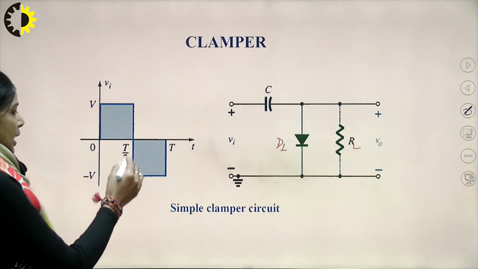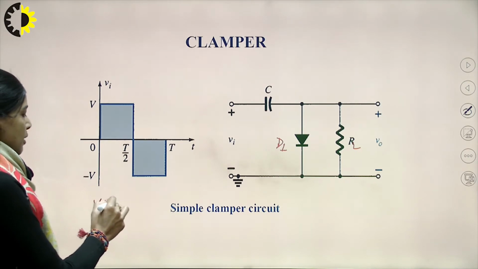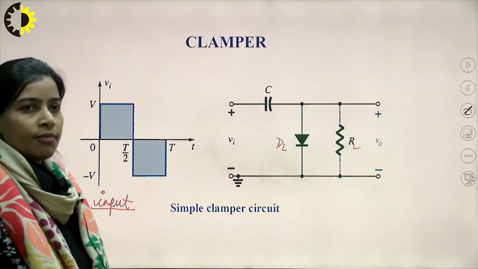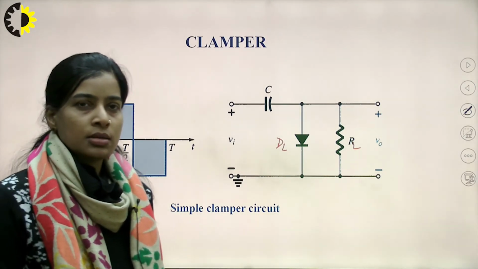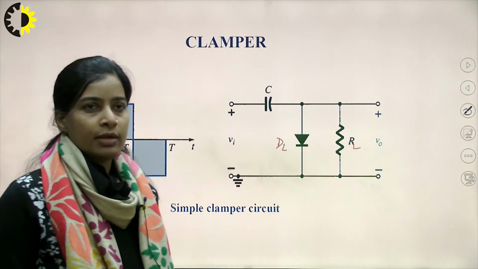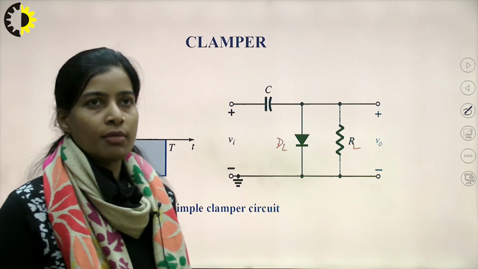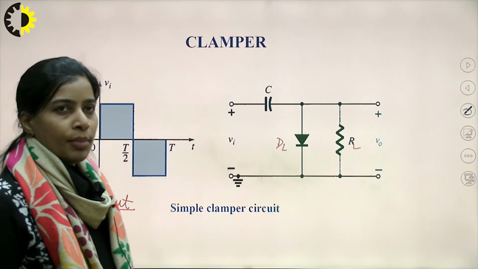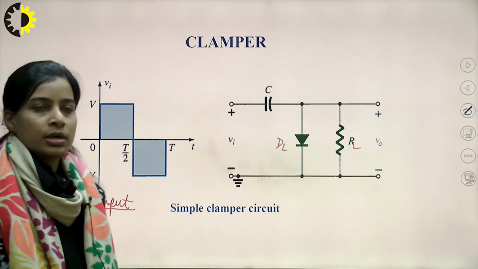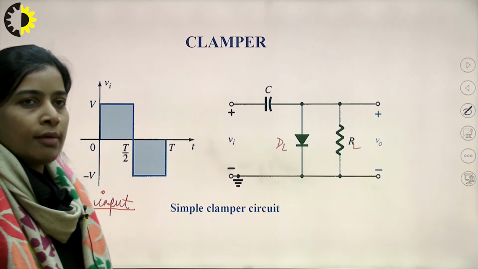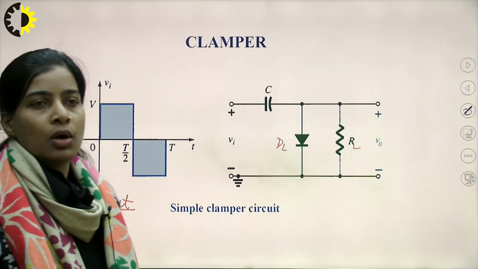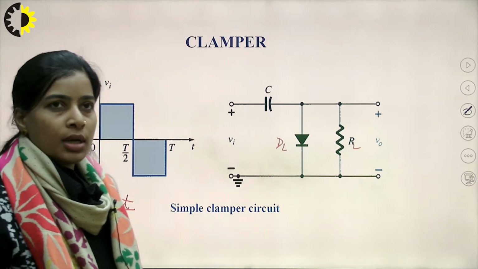Here as an input I have taken this square waveform. In the previous discussion of the clipping circuit, we took the input waveform as sine. Here in the clamper circuit also we can take the input as a sine wave, square wave or triangular wave. These circuits, clipping and clamping, are wave shaping circuits. Here I have taken a square wave to have a difference from the previous one in which we took the sine wave. Later on I will also show how the circuit will behave for a sinusoidal input.